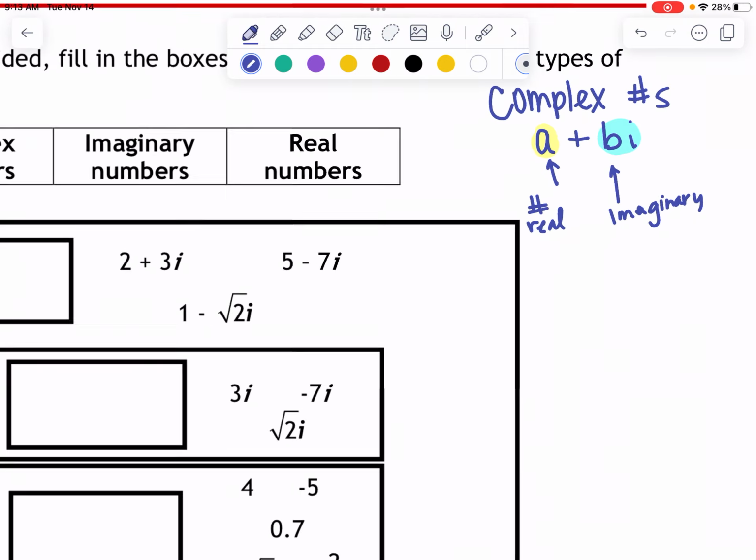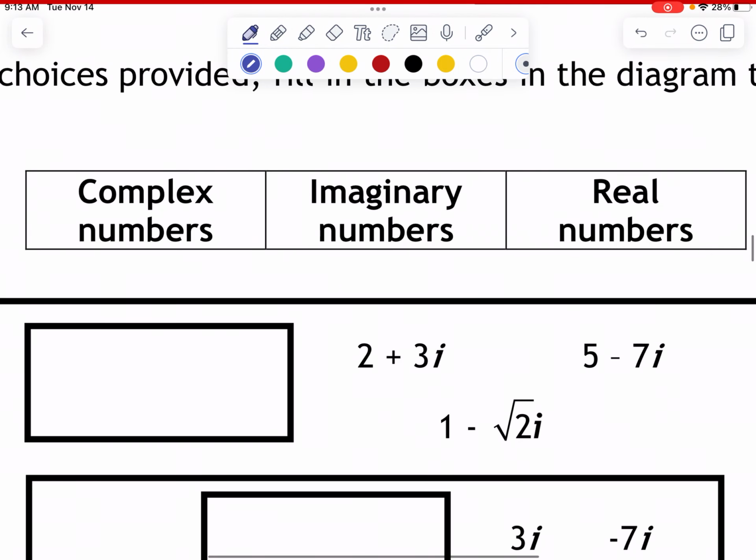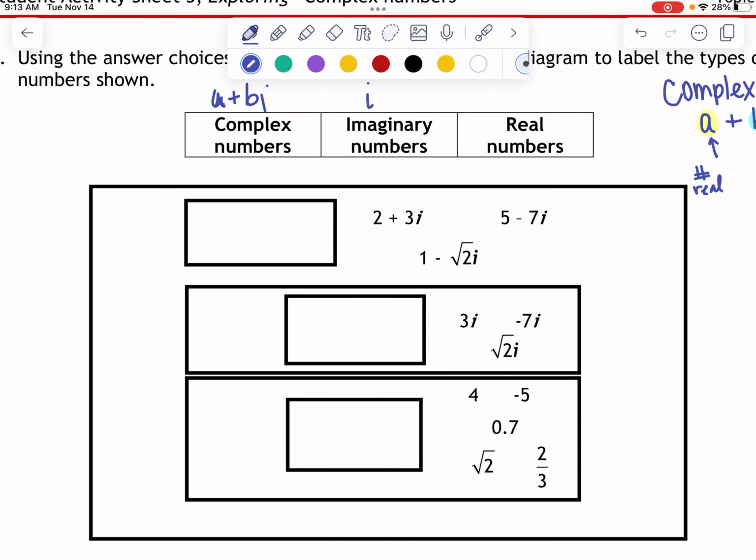All right. So we're going to take a look at complex numbers, imaginary numbers, and real numbers. Complex numbers are in the form of a plus bi. Imaginary numbers are going to have an i associated with it. And a real number is just going to be a plain old number. Okay, so take a moment and pause the video and see if you can figure out what all three of these would be classified as.